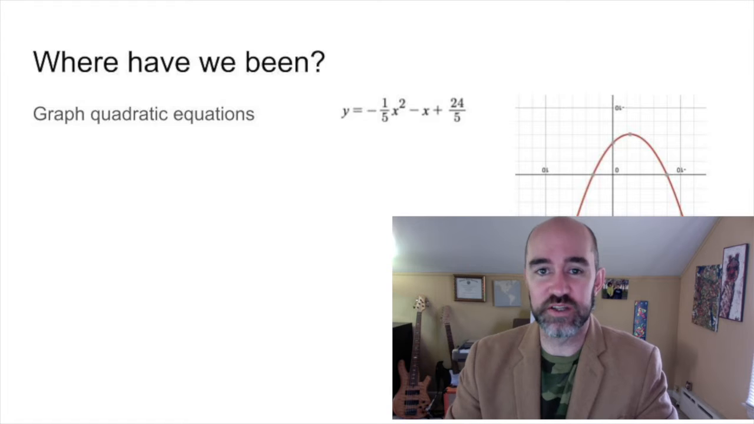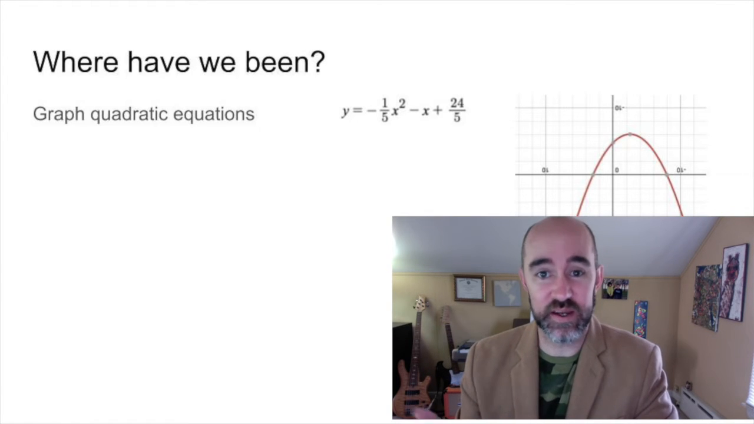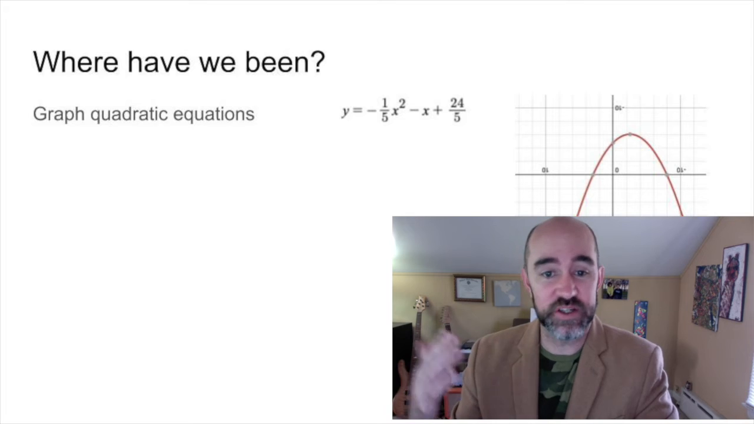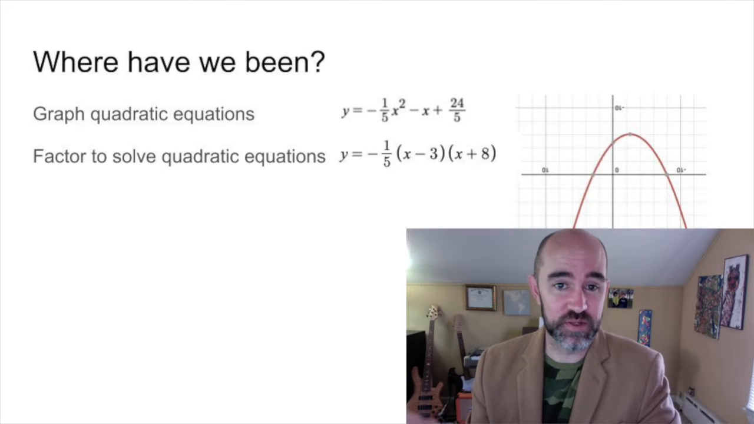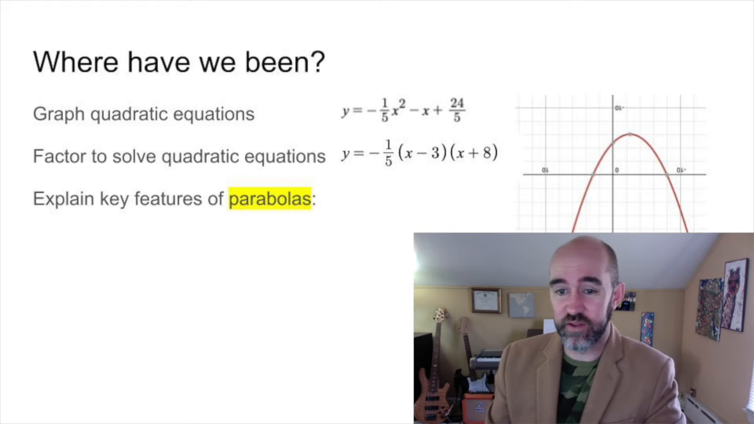All right, so where have we been? Well, here's what we've already learned how to do. One, we've learned how to graph quadratic equations like this one here. You can tell it's a quadratic equation because the highest term is the x squared term. There's no x cubed or x to the fourth term. We've learned how to factor to solve these quadratic equations, which will allow us to find the zeros. We can explain key features of parabolas. Here you see a parabola that's concave down.